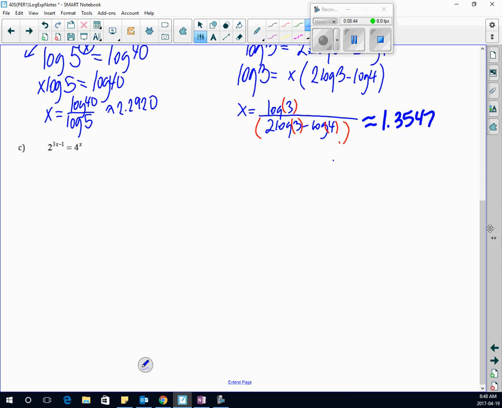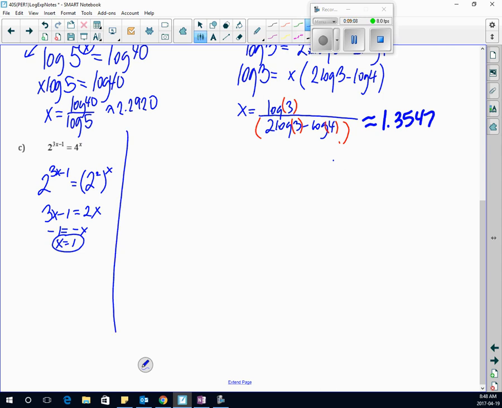Yeah, so if you can, I'm going to do it both ways, but I'm just going to show you. You can rewrite this as the same base. So this is 2 to the power 3x minus 1 equals 2 to the power 2 to the power x. So that means 3x minus 1 equals 2x, negative 1 equals negative x, so x equals 1. Bam, done. Quick, no calculator needed. If you forgot that, you automatically log both sides, which you can. You'll get the right answer.